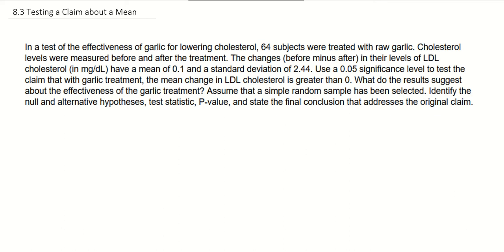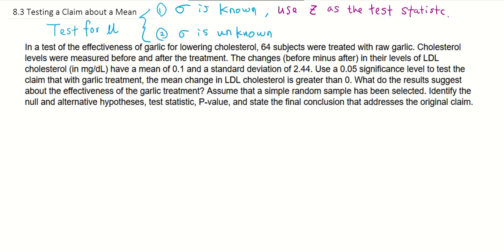This video is about section 8.3, testing a claim about a mean. In this section, we will conduct some hypothesis tests about the population mean, which is mu. When we test for mu, there are two cases. One is the population standard deviation sigma is known. One is the population standard deviation is unknown. When sigma is known, you will use z as your test statistic.